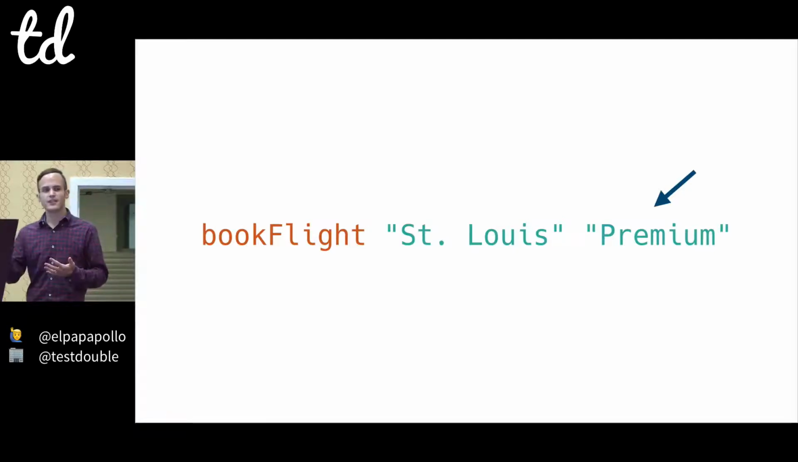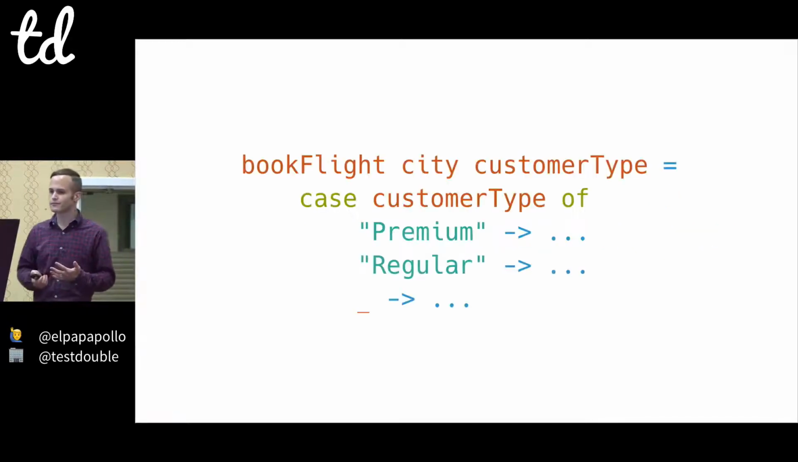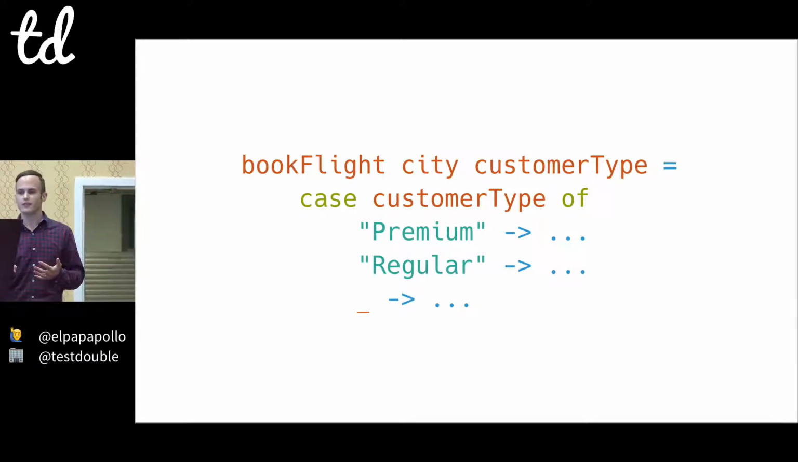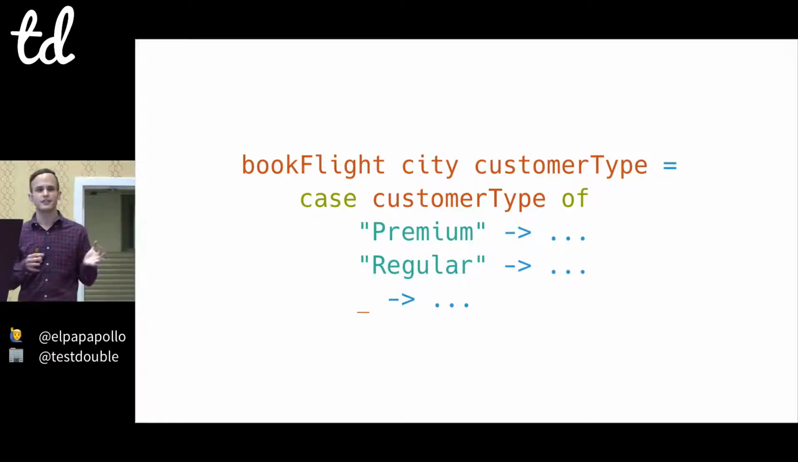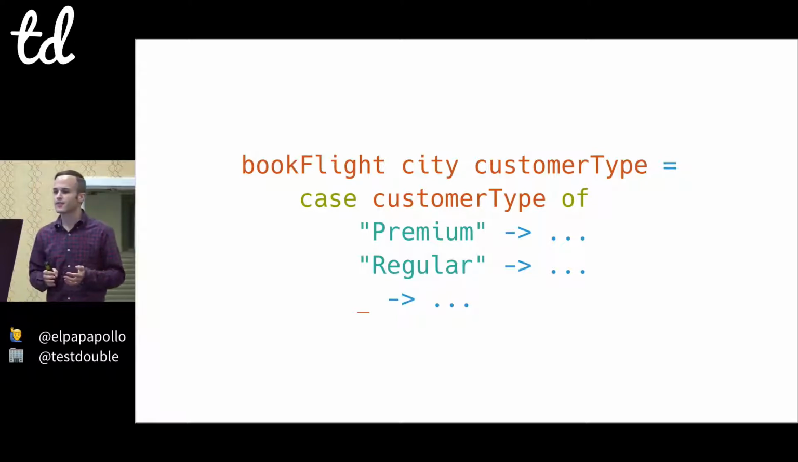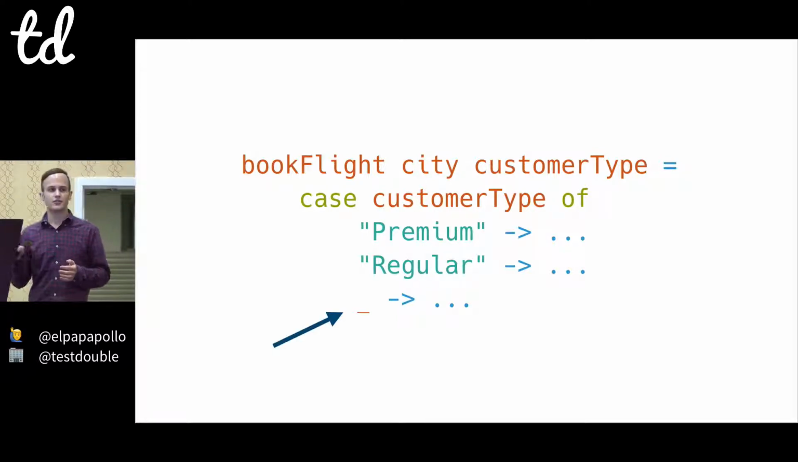Now, when we see a call to book flight, we have a lot better idea about what that second argument is doing. It relates to a customer type. In the function definition, we can handle this pretty easily with pattern matching. So we can match on static strings just like this and explicitly show that we're handling premium and regular customers. Note that we also have to handle every other string with this wildcard match. That might indicate that maybe we can improve this even further.